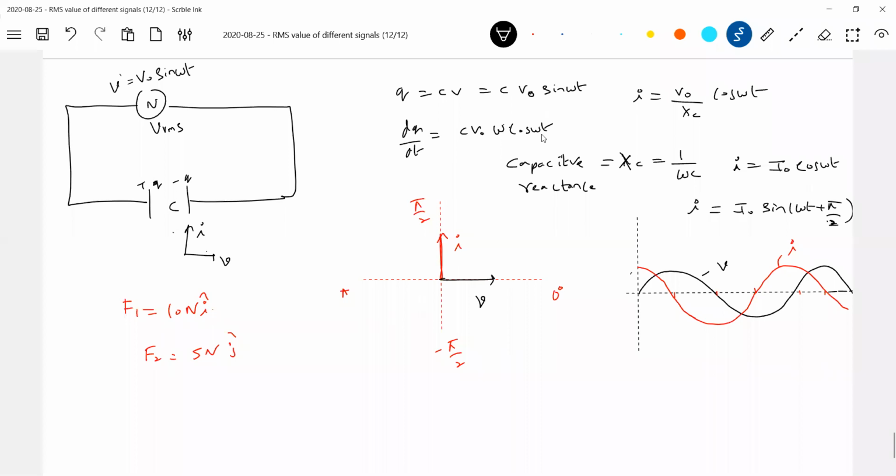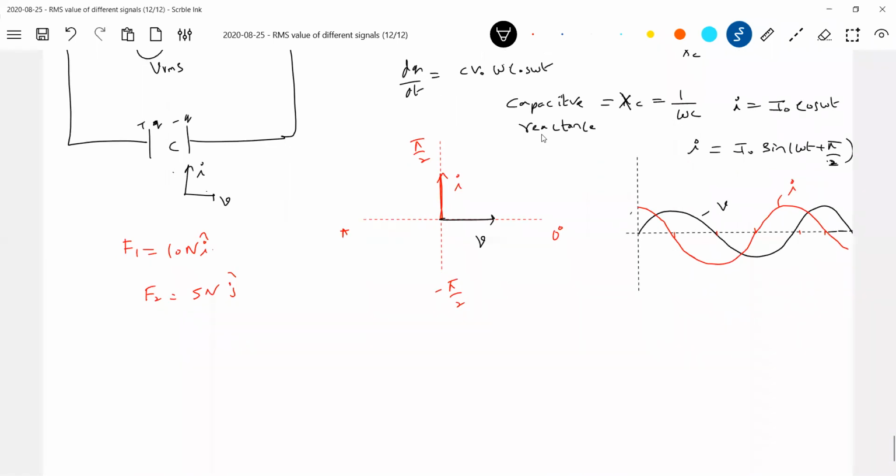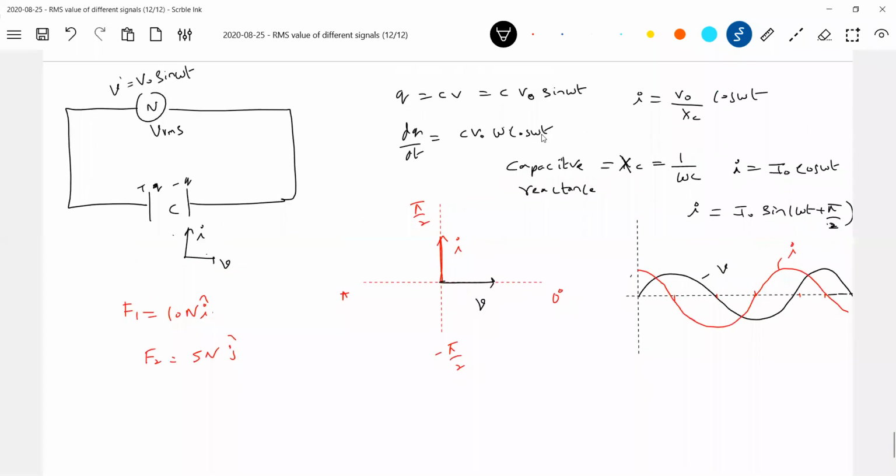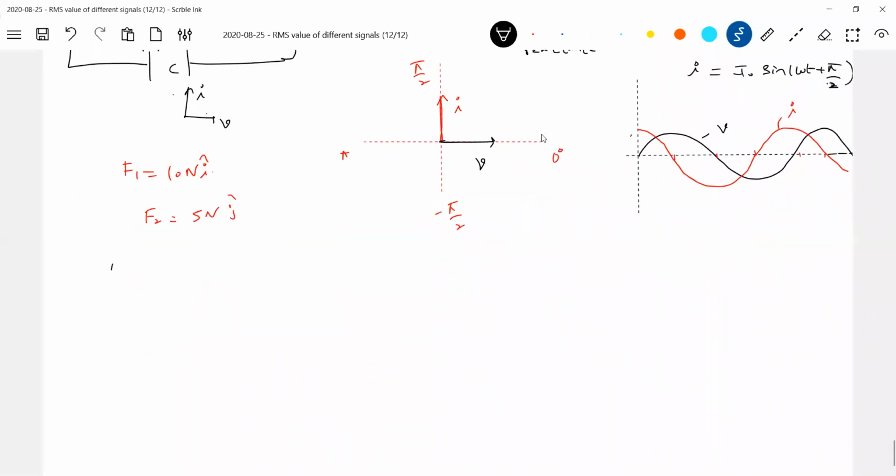Now, I'm interested in the power. We'll see what happened to power across the capacitor. So we have the equation for current and also the applied voltage. What is the applied voltage? V naught sine omega t. Instantaneous power equals V into I, which is V naught sine omega t times I naught cos omega t. So V naught I naught by 2 sine 2 omega t. What is the average value of sine 2 omega t in one full cycle? It should be 0.